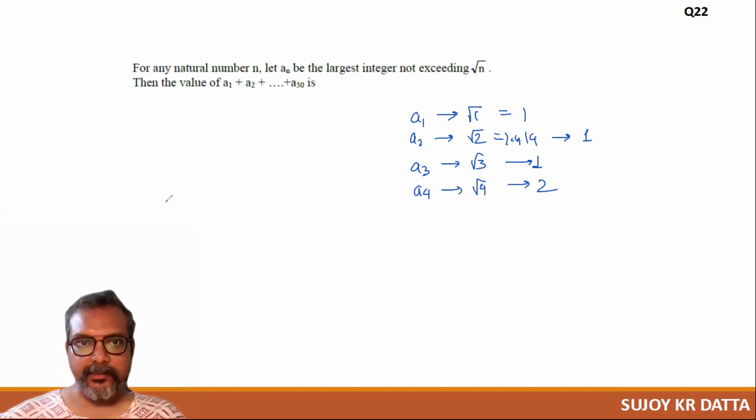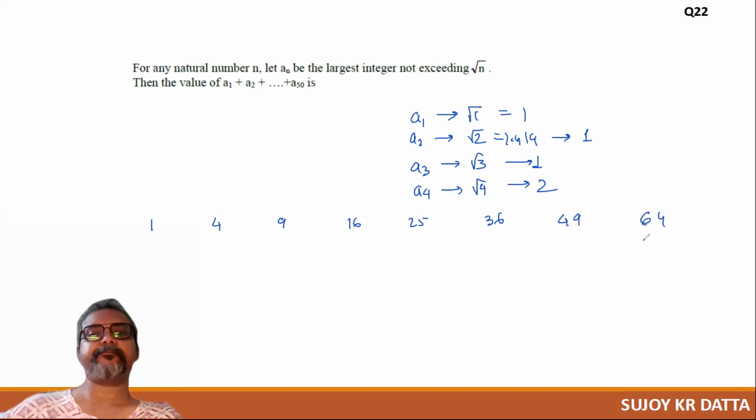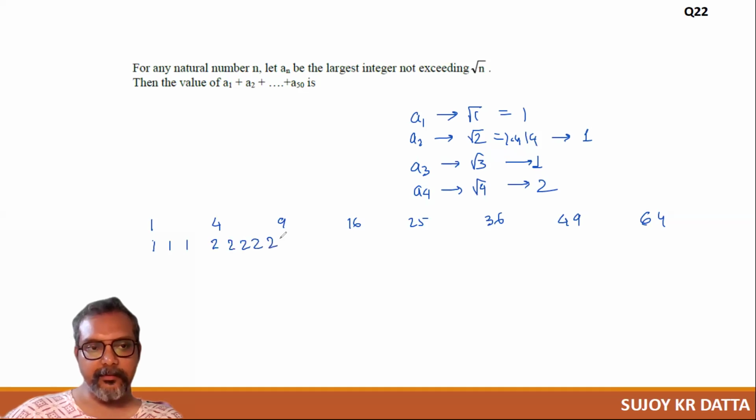So whenever you have a perfect square, it will become that value till the next square arrives. Okay. So if I, let's say, write down the numbers: 1, then 4, then 9. So 1 square, 2 square, 3 square, 4 square, 5 square, 6 square, 7 square, 8 square. So you have got 50 numbers. The first one, second one, and third one will be 1. The fourth one will become 2. Fifth, sixth, seventh, eighth, and then the ninth one will become 3. Okay. And in this way, the values will continue.